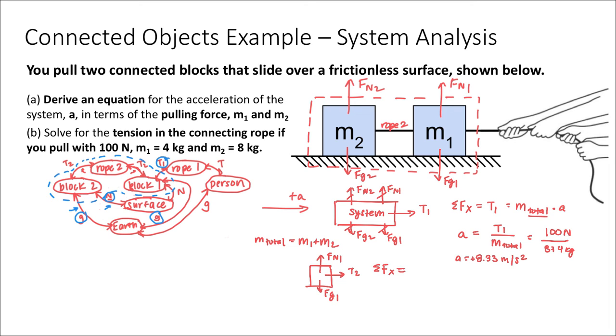That would mean that the sum of forces in the x direction, again, is just T2 in this case, which is equal to the mass of 2 times a. And a in this case is the same a for every object because they're all connected. So T2 would be equal to 8 kilograms times 8.33 meters per second squared, which we just saw was 67 newtons. So again, nothing changes about the problem.